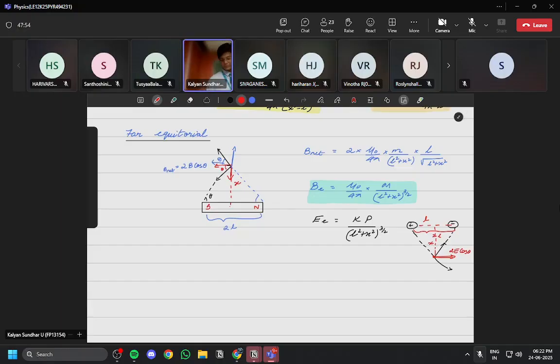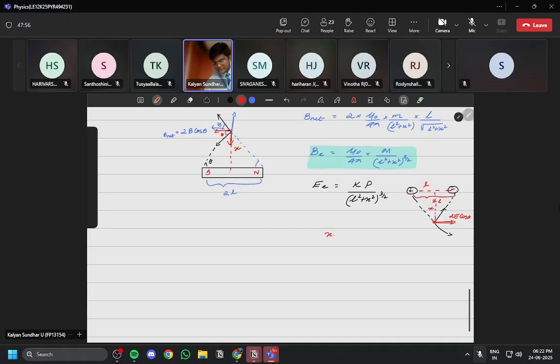Right, sir. So for a shorter dipole, if x is much more greater than L value, P at equatorial will be equal to mu naught m divided by 4 pi x cube.